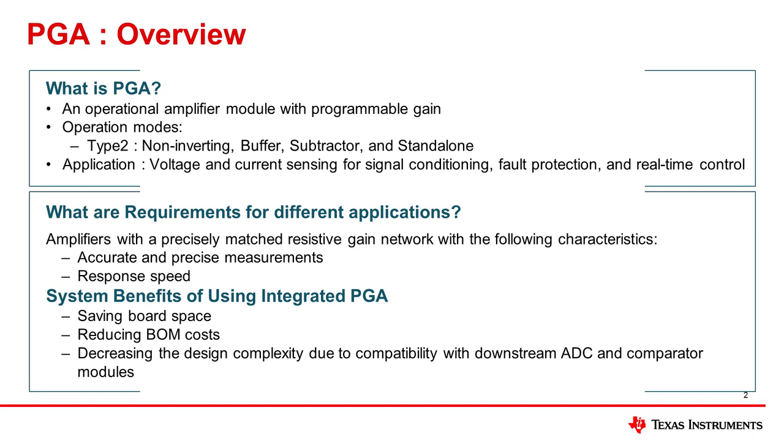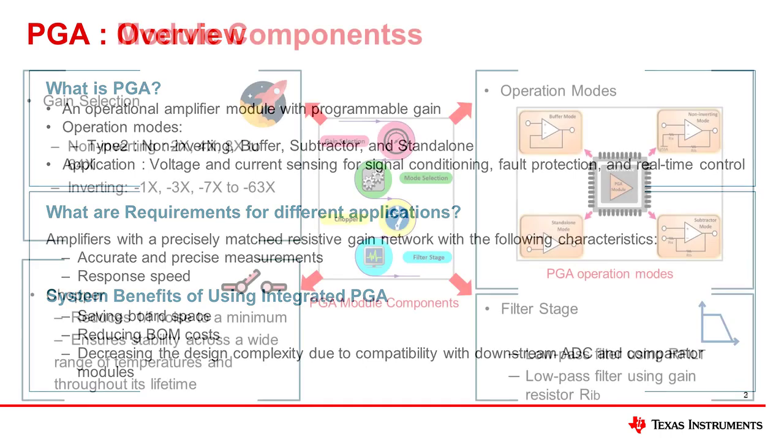Embedded on the microcontroller, the PGA module is compatible with downstream ADC and comparator modules. This reduces the size and complexity of the signal conditioning system and helps designers to easily use the PGA. Reducing the BOM cost is another advantage of using on-chip PGA. These features make the PGA module a high-performance analog front-end for different applications, such as signal conditioning, fault protection, and real-time control. Accurate and precise measurement is one of the main requirements for these applications.